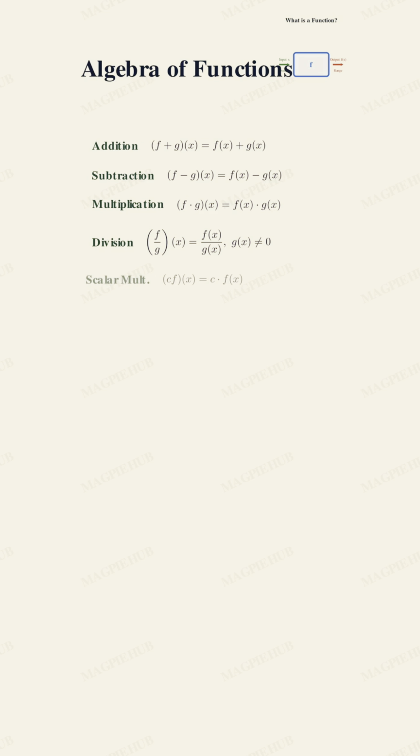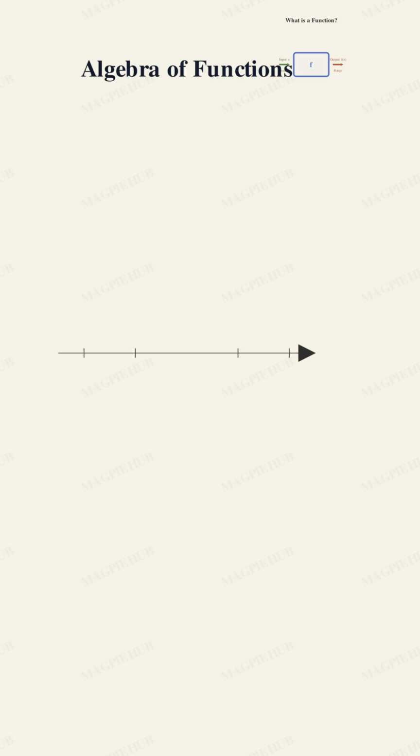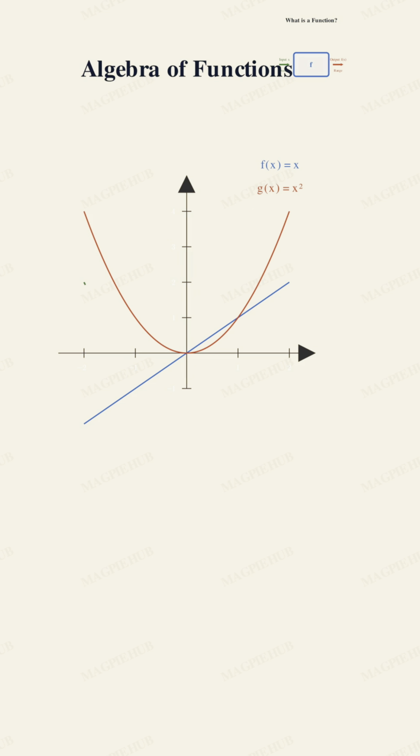The domain of the combined function is the intersection of the individual domains. Let's see this visually. If f of x equals x, shown in blue, and g of x equals x squared, shown in red, then their sum, f plus g of x equals x plus x squared, is shown in green. Watch how the blue and red curves combine to form the green curve.